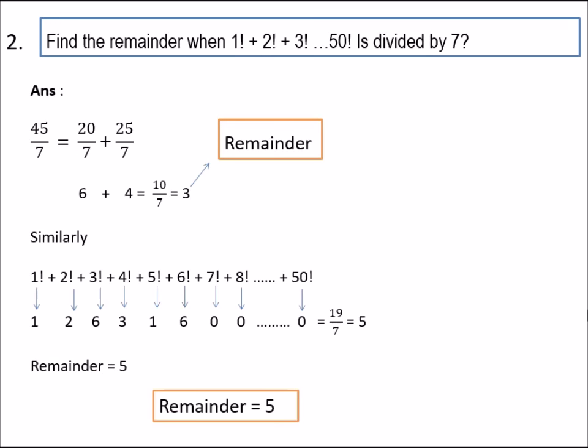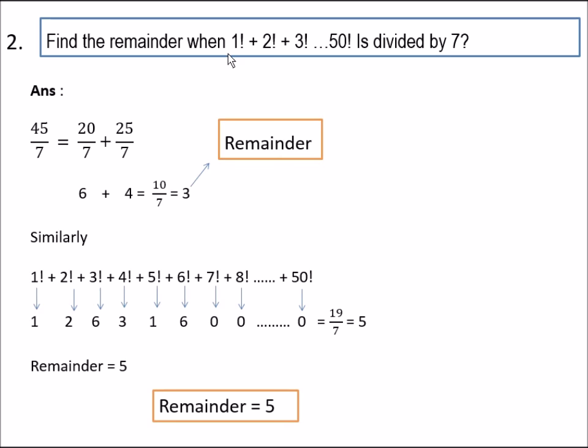And coming to the second question, find the remainder when 1 factorial plus 2 factorial and so on plus 50 factorial is divided by 7. We know that when 47 is divided by 7, the remainder is 5, and this remainder can be found in another way, that is, divide 47 into 20 plus 27, and now find the remainder for each of these parts. That is, the first remainder is 6 and second remainder is 4. Now find the remainder again for this sum, that is 10 by 7, which equals 3.